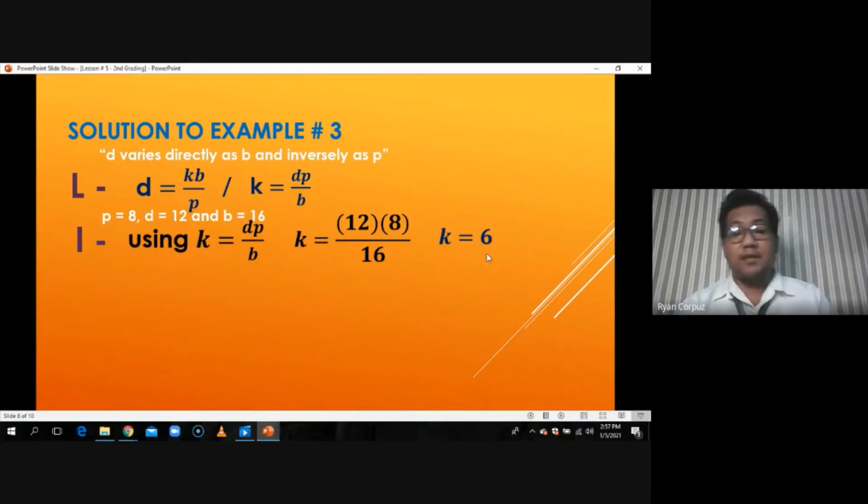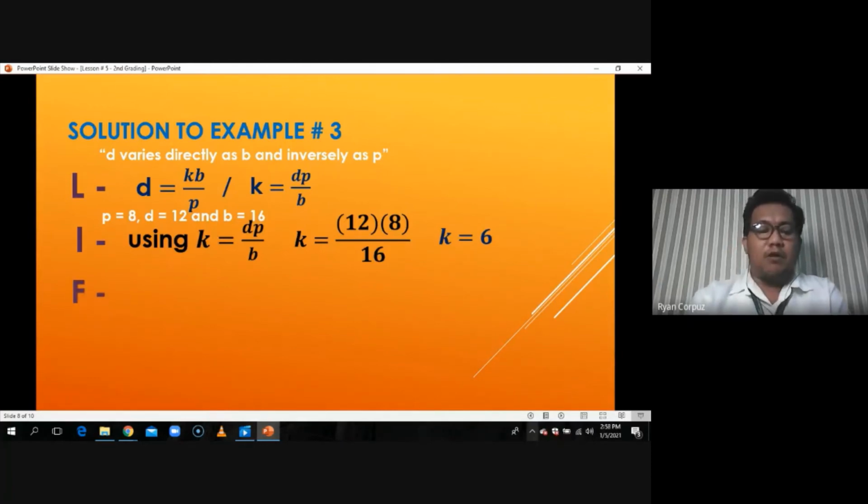Pero mas mabilis if we're going to apply cancellation. So, katulad ng ginawa natin, 8 cancel, and 16, matitira dito sa 16 ay 2. 1 na lang doon. And 12 is also exactly divisible by 2. So 12 divided by 2 na lang, we'll come up with the value of K, which is 6. Then since we already have the value of K, so let's apply now step number 3.